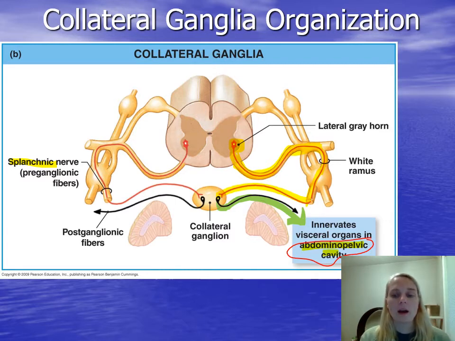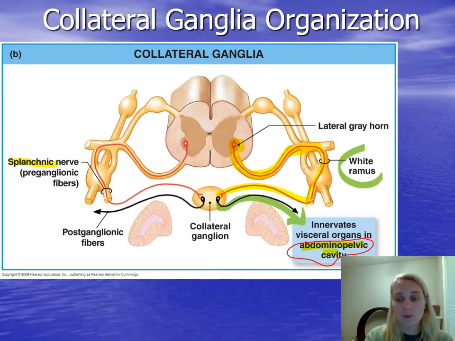Now remember, preganglionic neurons are myelinated, postganglionic neurons are unmyelinated. So that's why the white ramus can be considered the white ramus, because it's still preganglionic neurons, myelinated axons. So that's a little bit easier. The chain ganglia has a little bit more complexity to it. So with the collateral ganglia, you bypass the chain, the preganglionic continues to go via splanchnic nerve to the collateral ganglia. The postganglionic neuron leaves to go find its destination in the abdominal pelvic cavity.